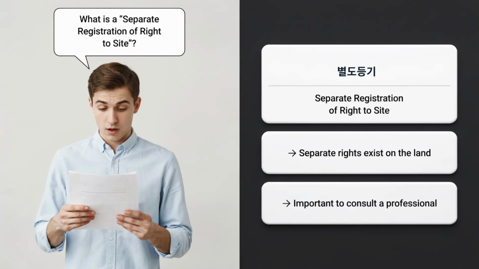The second step is to check Section A, Ownership Matters. Section A, Ownership Matters, contains information about ownership rights. The first thing to check here is the current owner. Section A, Ownership Matters, lists the ownership history in numerical order.